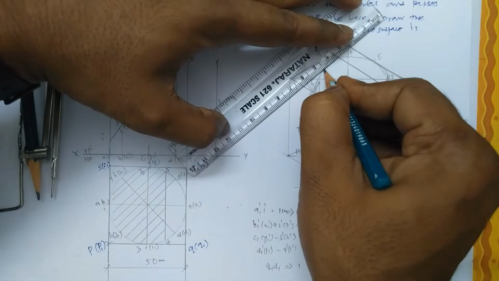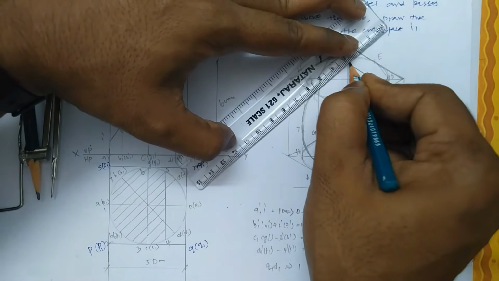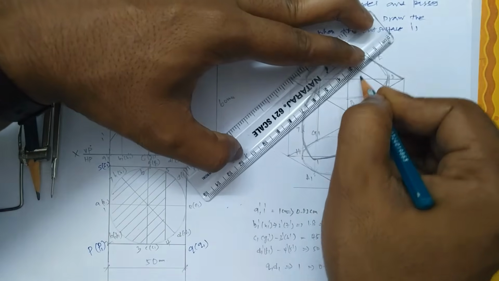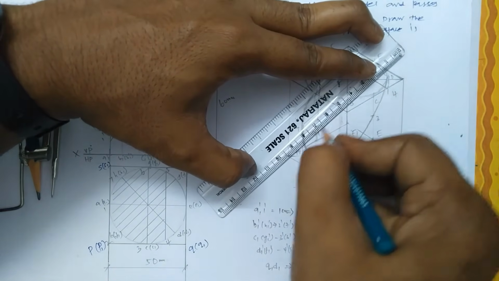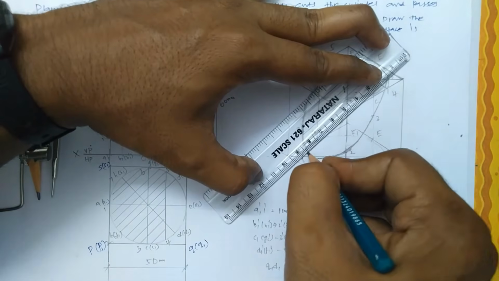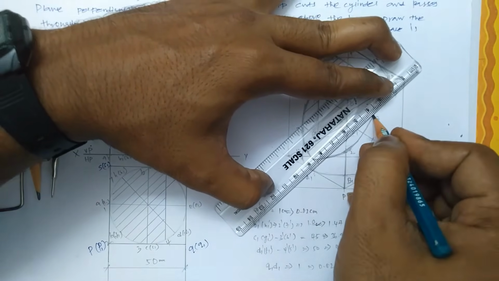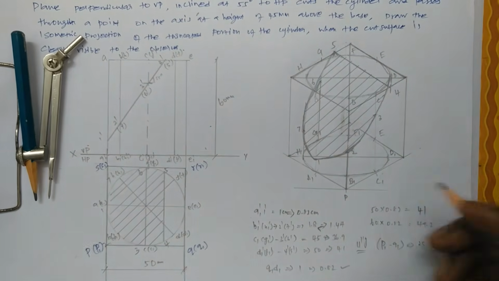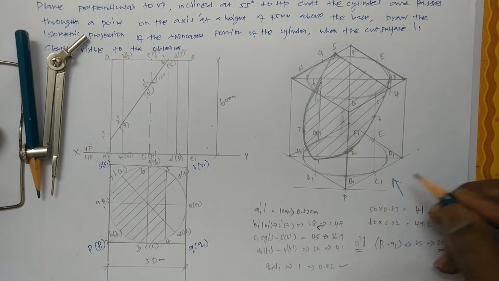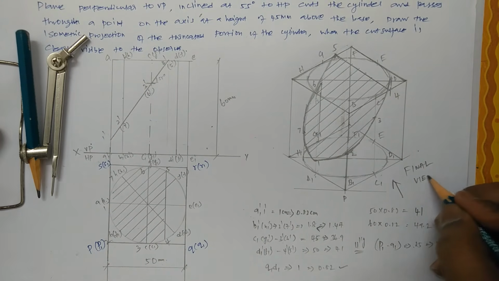Hatch everything. So this is the final view of the truncated portion when you are seeing normal to it. So this is the isometric projection of the truncated cylinder. It's the final view. Okay, thanks.